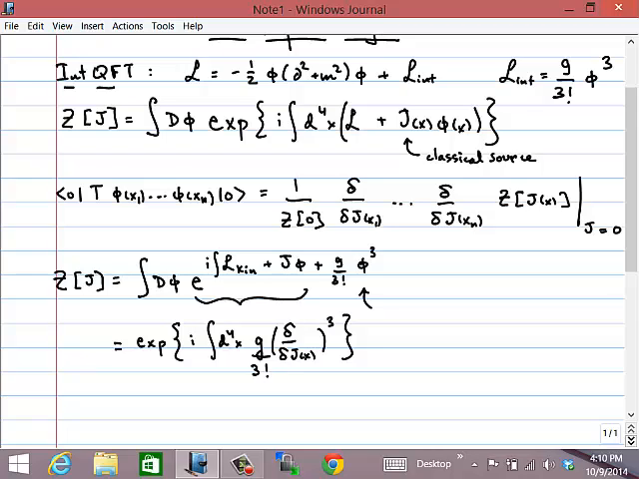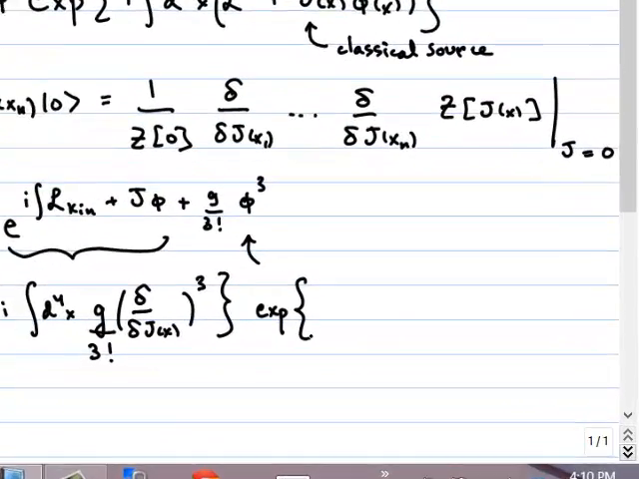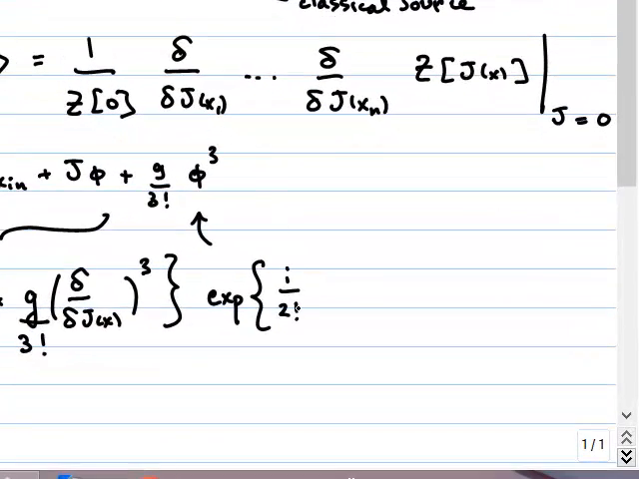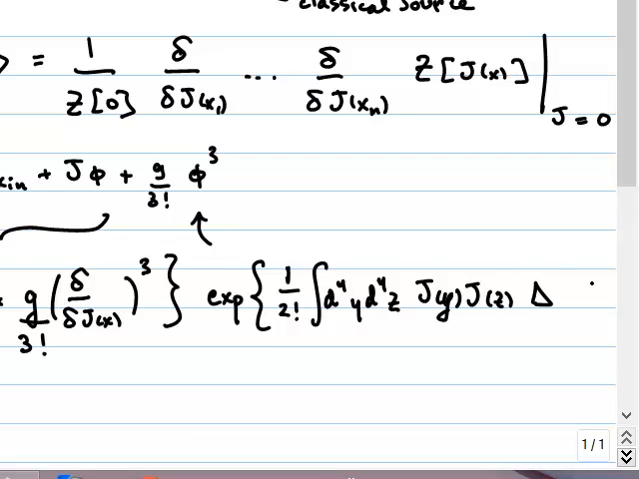And then that is all acting on the z of j for the free theory, which is something that we computed last time. It's just the exponential. Actually, there's no i here. Sorry about that. The exponential of 1/2 integral dy dz, j of y, j of z, times a delta of y minus z, where delta is the free propagator. That is to say, the Feynman propagator.